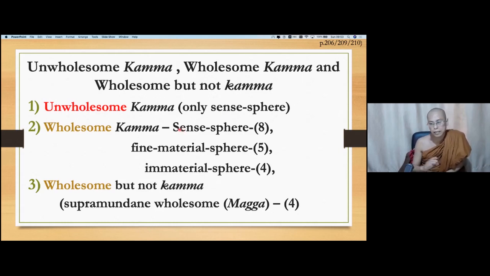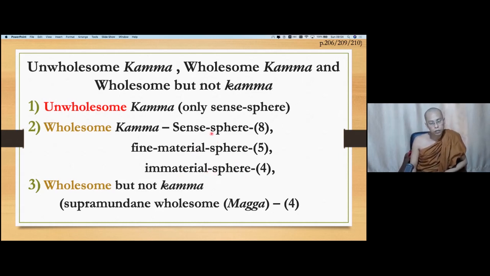So there is another category, wholesome karma. There are 8 sense sphere wholesome karma, which we already studied. Another type is the 5 material sphere karma, and the immaterial sphere. So altogether there are 17 wholesome karma. Although the unwholesome karma are only 12 and only sense sphere, the wholesome karma are 17 and can be divided into sense sphere, 5 material sphere, and immaterial sphere.